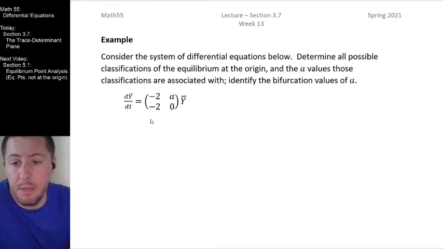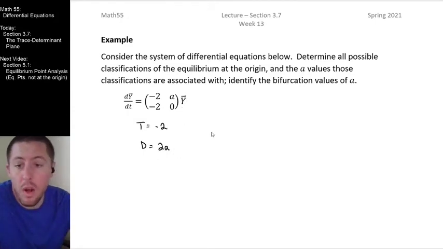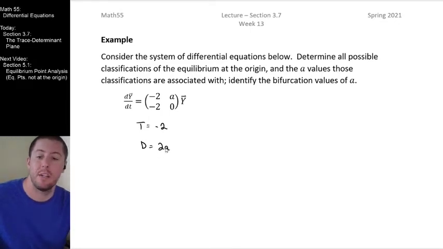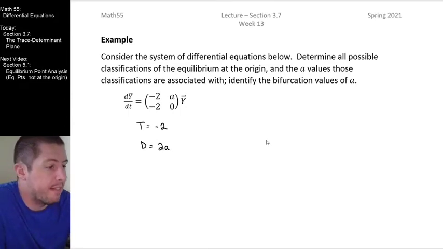So what I'm going to do is the same math that we've been doing. I'm going to say, okay, what's my trace? Well, let's add up the main diagonal. It should be -2. What's my determinant? Well, I'm going to do 0 minus -2a, so it's going to be a positive 2a. So in my trace determinant plane, I don't know necessarily what my determinant is, but I know that my trace is going to be at -2.